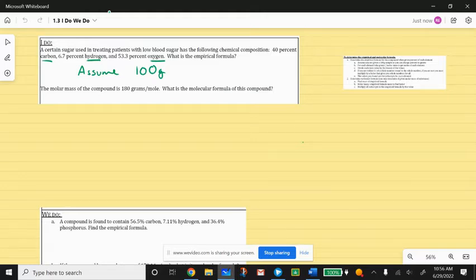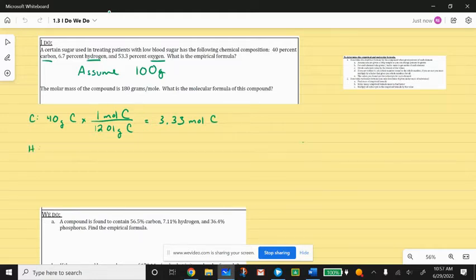We're going to do this in order of carbon, hydrogen, and oxygen. So assuming we have 100 grams, 40% carbon would translate into 40 grams of carbon. And the molar mass of carbon, so 1 mole of carbon, has a mass of about 12.01 grams. And so that gives me approximately 3.33 moles of carbon.